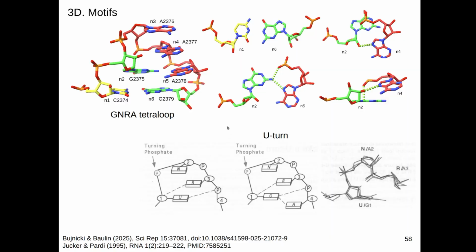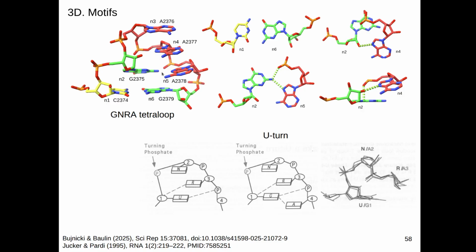Now, these interactions form larger building blocks of RNA structures, which are called 3D motifs. So 3D motifs are recurrent networks of interactions that can be found in different structural contexts. I will just list the most widespread and the most well-described examples.